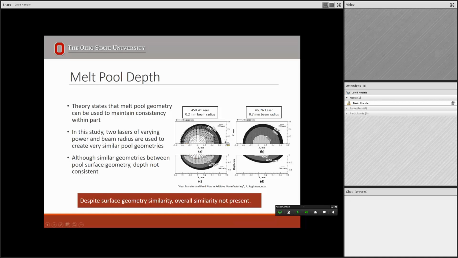The actual shape of the two pools is very similar. It's about 1 millimeter in length and about 0.5 millimeter across. This is just half of that pool, so it's about a 1 by 1 millimeter circle. One thing of note is that the bottom portion of the plot here is the depth. For the left example, a 450 watt laser with a 0.2 millimeter beam radius, you can see the depth of the pool is much larger than for the 460 watt laser with the larger beam radius. So even though the surface geometries are similar, the depth throughout this pool is not consistent.